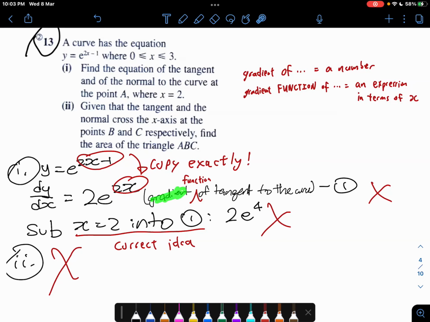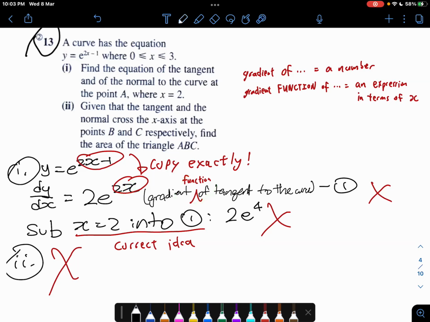Also, this is not correct notation-wise. This is English: this is not the gradient of the tangent. This is the gradient function. Gradient is a number. Gradient function is an expression in terms of x. Okay, just be careful of that. Because it has x. Gradient is a number already. You replace the x with a number. This one is still a function.